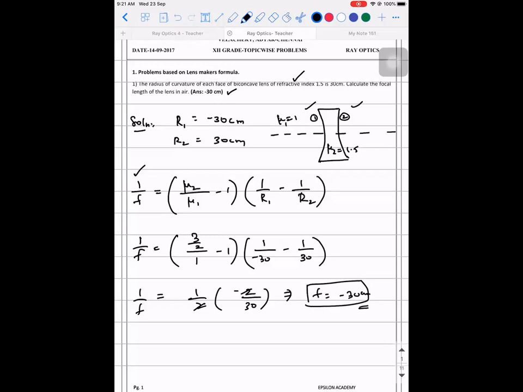Sir, it's focal length in air. Yes, there also focal length in air only. There we never spoke about medium at all. 1 by v minus 1 by u is equal to 1 by f is still an air medium only. It has nothing to do with medium there.